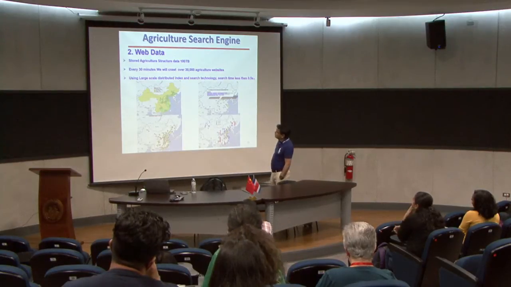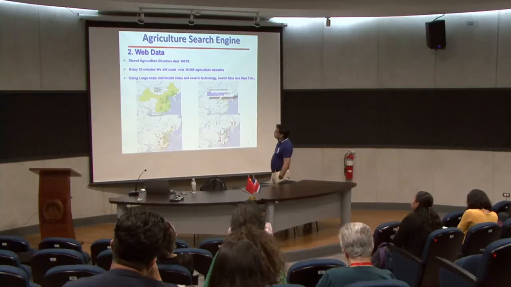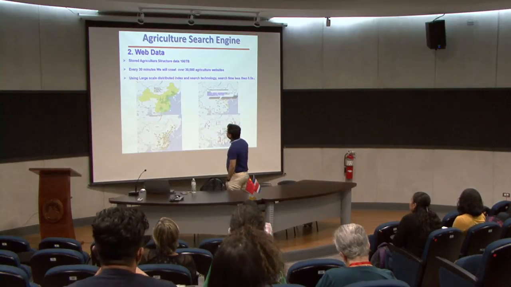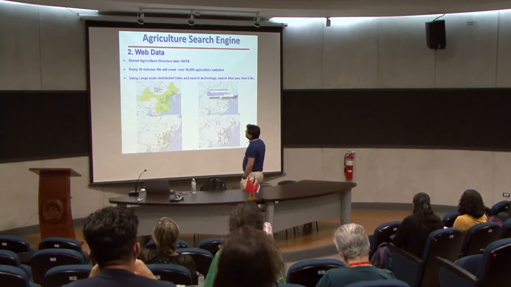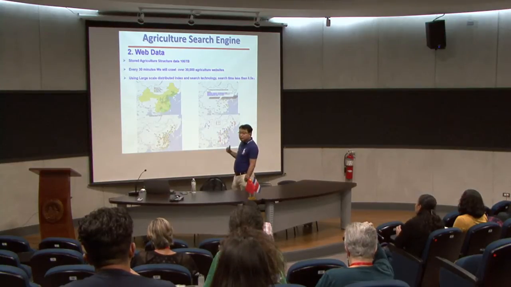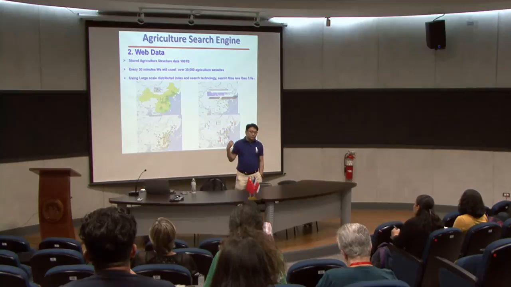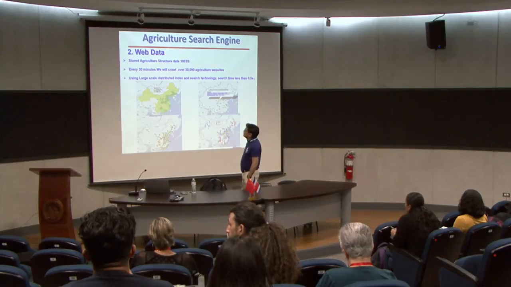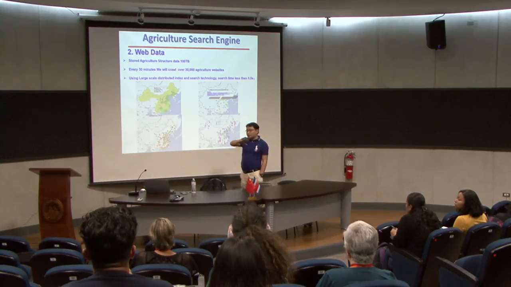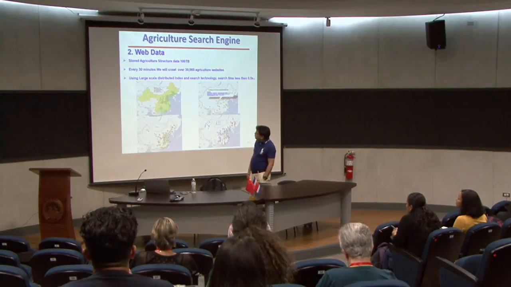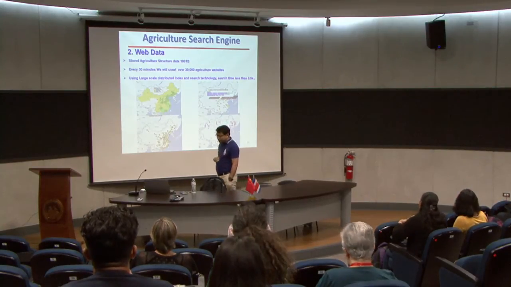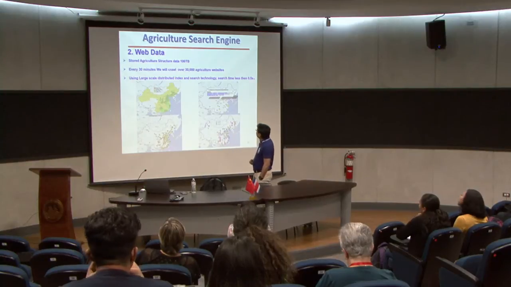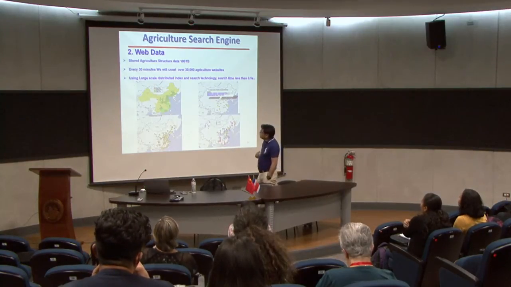Okay, and now we have stored agriculture structured data over 100 TB. Every 30 minutes, we can crawl over 30,000 agricultural websites. In China, there are only about 30,000 agricultural websites, so we almost crawl all the websites in China. And we use a large SQL distributed index and search technology, so searches take less than 0.5 seconds.